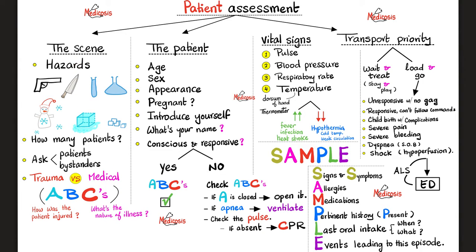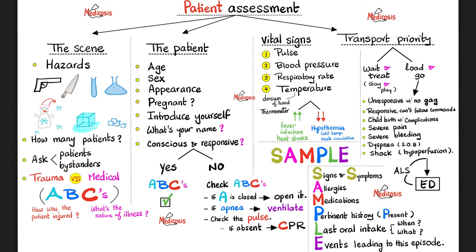After taking care of the scene, let's take care of the patient. You need to know the age of the patient, the sex of the patient, the appearance of the patient. Does the patient appear comfortable or in distress? Does the patient appear blue in color, cyanosis? Does the patient appear pale, anemia? Does the patient appear yellow, jaundice? Did the patient's skin turn, for example, from a white color to chocolate-like color, methemoglobinemia? In females of childbearing age, is she pregnant?